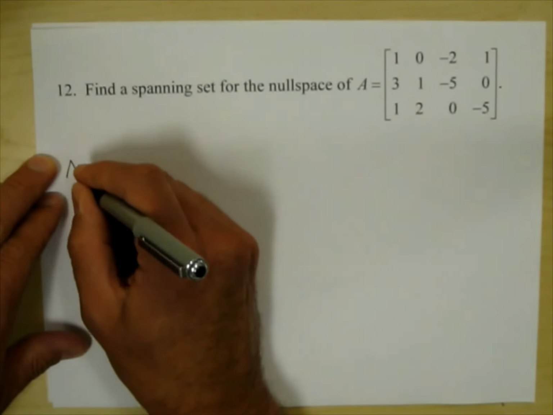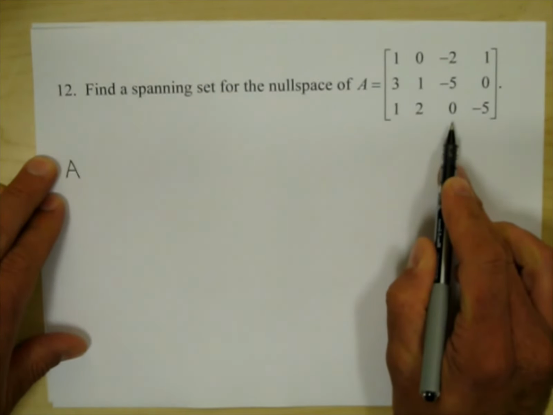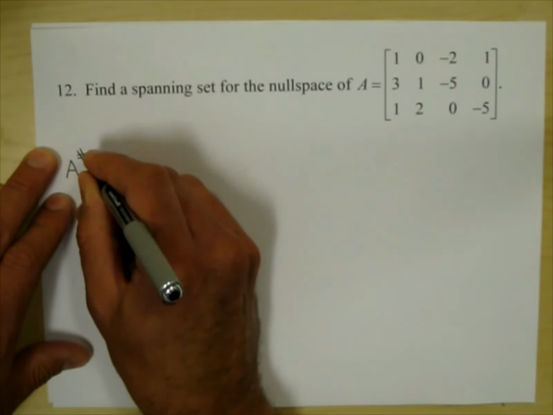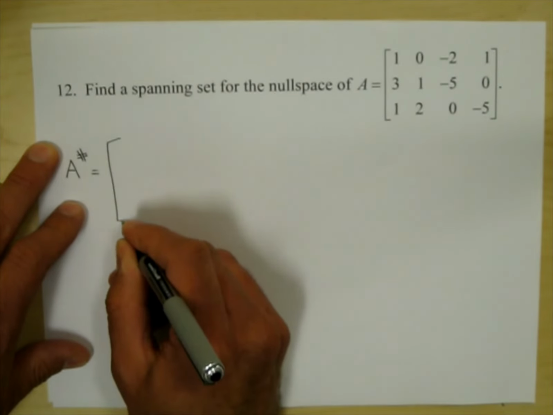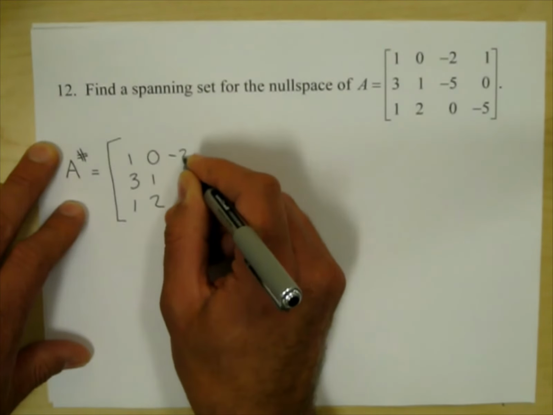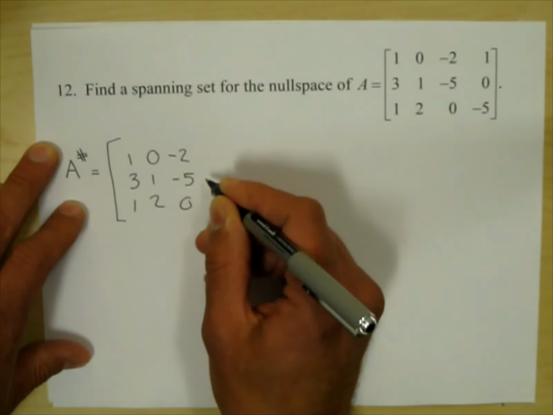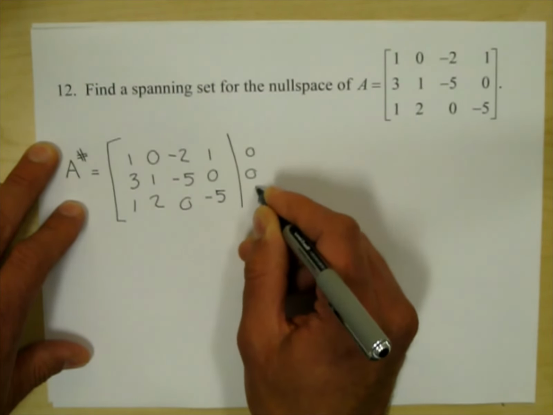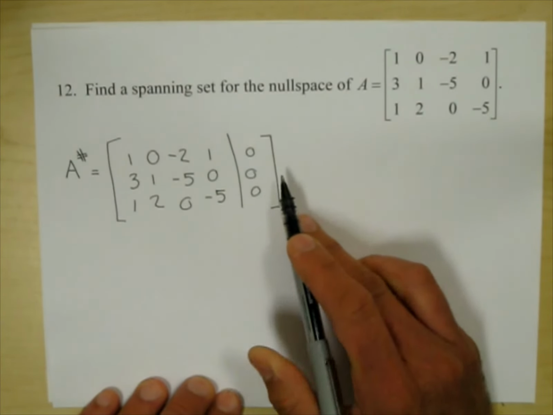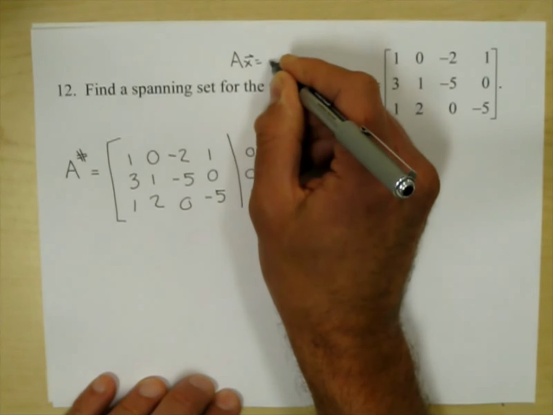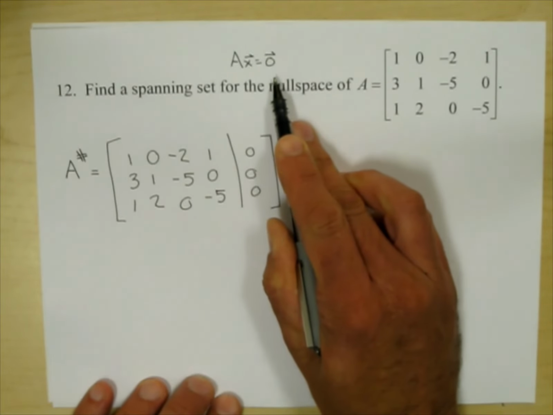Okay, so what do you have to do to A? You have to write out the augmented matrix. The augmented matrix looks like A, and then you put zeros there. Well, now why are the zeros there? This is what we learned in the last section. The null space is the solution to Ax = 0, that homogeneous linear system.